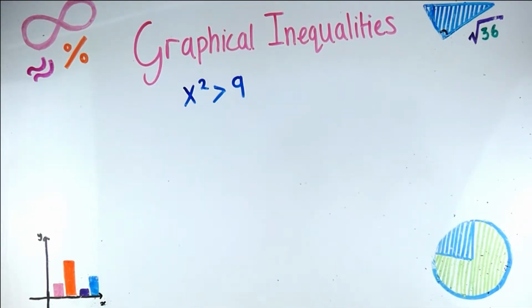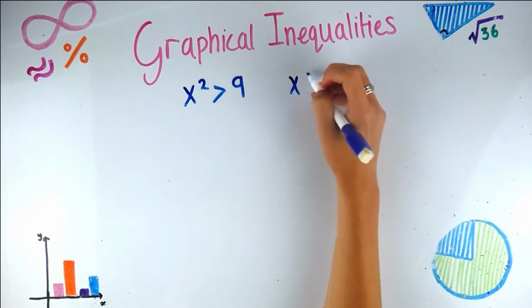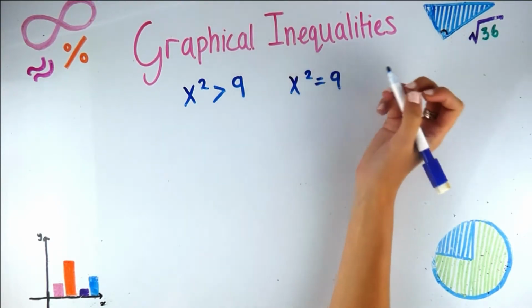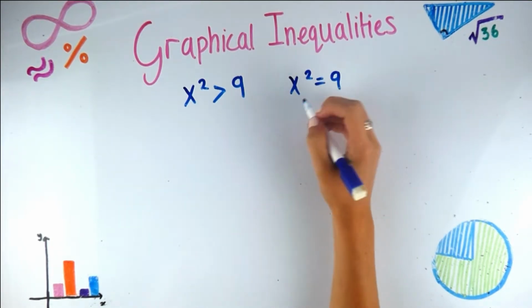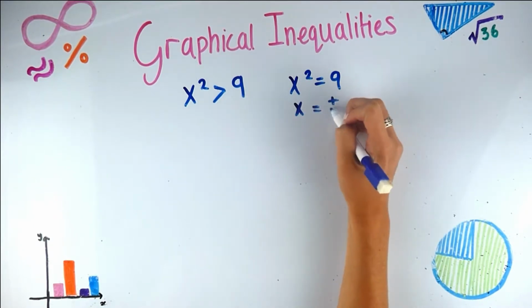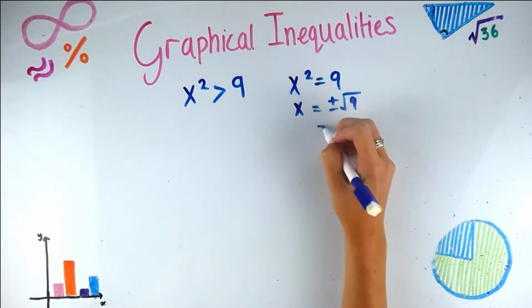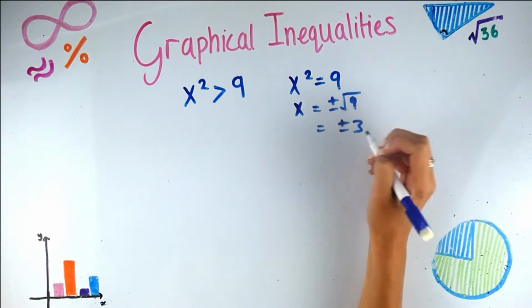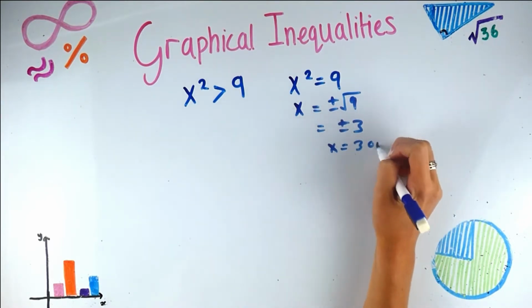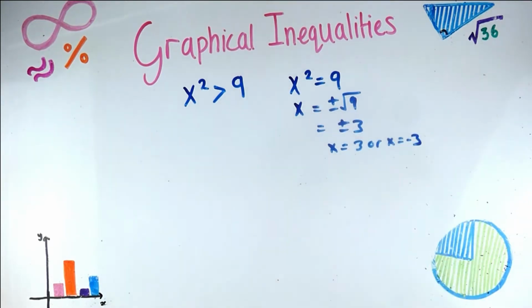And we know that when we have something squared, we end up with two possible answers because you can get the positive or the negative. For example, if this was just an equal sign, x squared equals 9, I would take the square root, but I know it would be plus or minus the square root of 9. So the answer would either be plus or minus 3. So I have x equals 3 or x equals minus 3. So I have two answers.